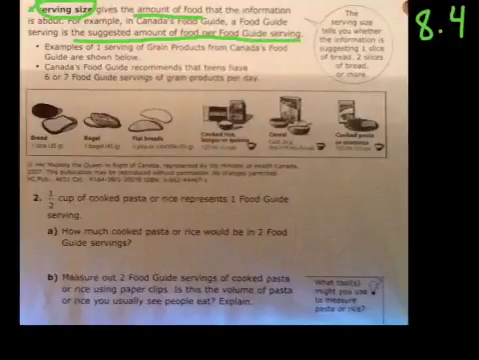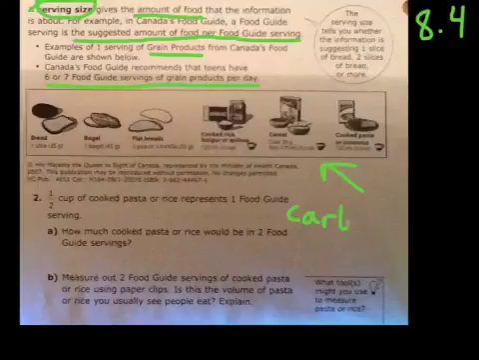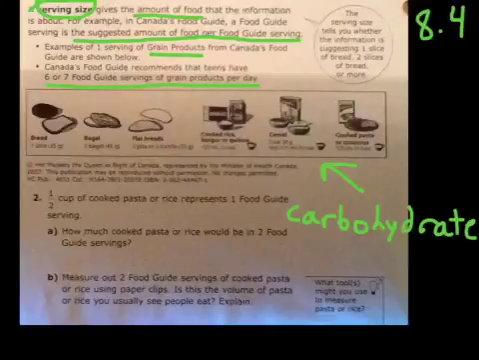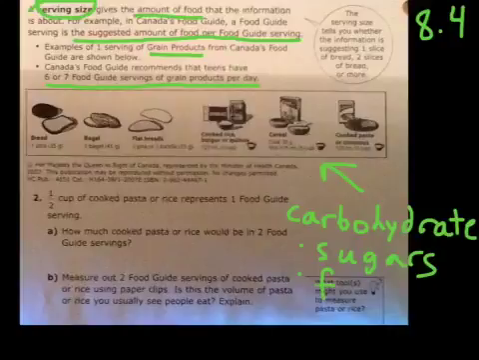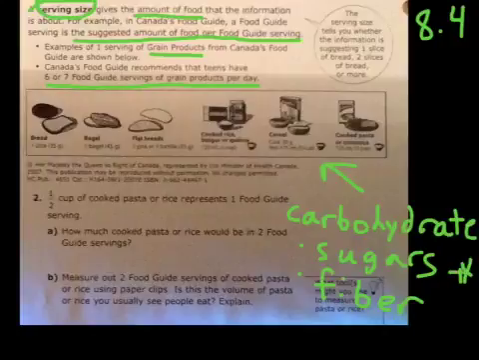Examples of one serving of grain products from Canada's Food Guide are shown below. Canada's Food Guide recommends that teens have 6 or 7 food guide servings of grain products per day. So the grain products we're looking at here provide you with your carbohydrate. And we learned earlier that that includes sugars and your fiber, and that the sugars as carbohydrate are your short-term energy storage.